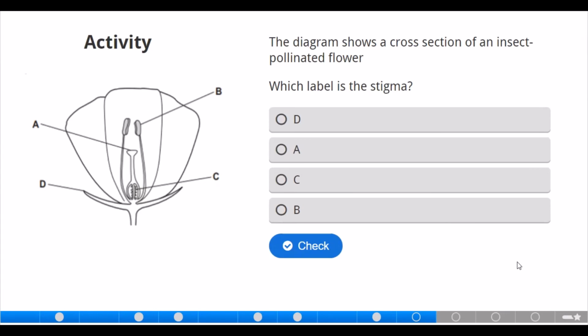This slide says the diagram shows a cross section of an insect pollinated flower. Which label is the stigma? That should be A. Correct.